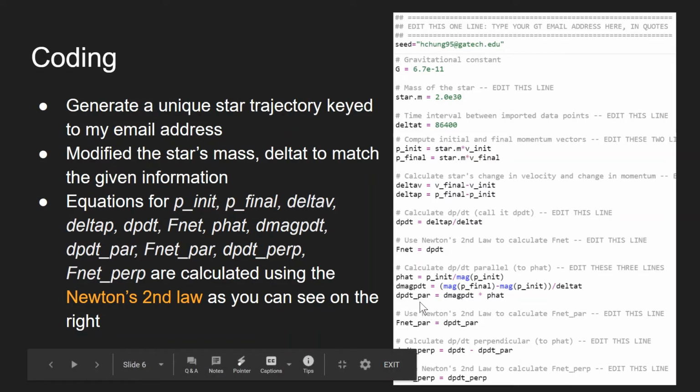And I've calculated the P hat, which is P initial divided by magnitude of P initial, and the magnitude of dP dt, which is magnitude of P final minus magnitude of P initial divided by delta T. dP dt parallel was equal to d magnitude over dt times P hat. Then F net parallel was equal to dP dt parallel. F net perpendicular was equal to dP dt perpendicular, which was calculated using dP dt minus dP dt parallel.